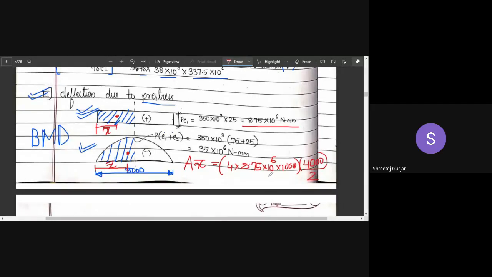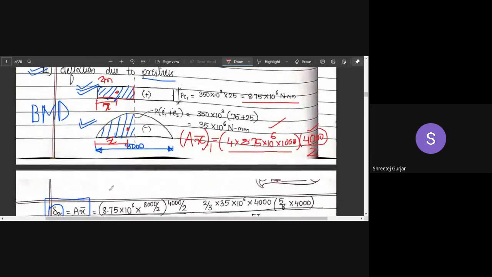Right, A into X bar. So A, as a friend has told me, is this horizontal distance 4000 multiplied by this height, 8.75 into 10 power 6. So how much is this X bar? 4000 divided by 2, half, right? That is 2 meters. X bar is 2 meters, that I have written over here. So this is for the first thing.